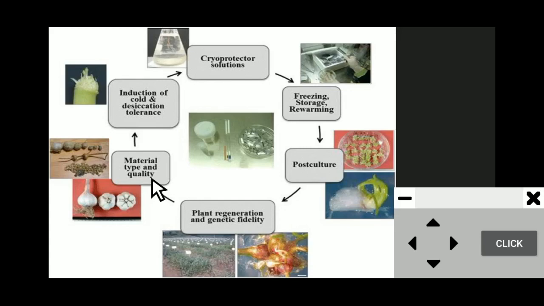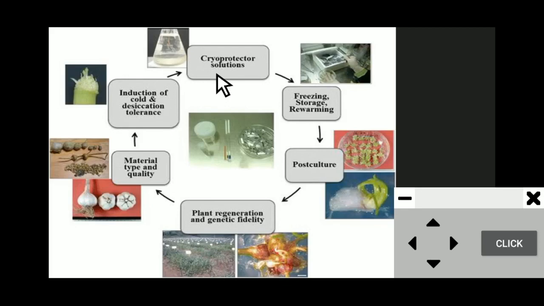Then after the development of sterile tissue culture of the plant material, some pre-freezing treatments will be given. During pre-freezing treatments, the shoot tip culture will be cultured for about 48 hours in the presence of a cryoprotectant like sucrose, proline, etc. But the widely used cryoprotectant is dimethyl sulfoxide, also known as DMSO.